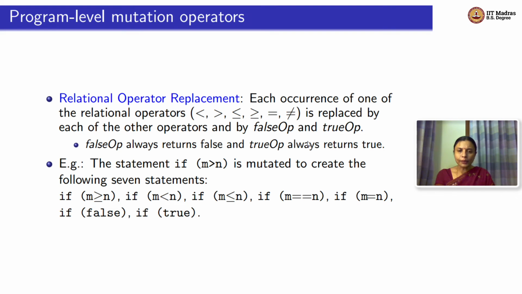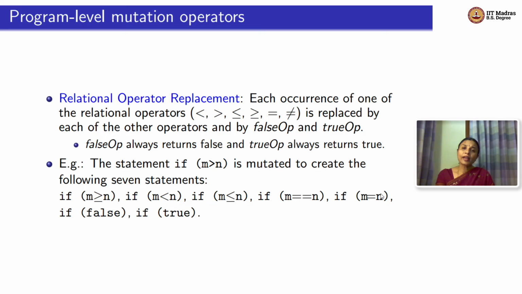Again, for example, if there is a statement of the form if m greater than n, this involves a relational operator greater than. I can mutate this to create several different mutants by taking the greater than and replacing it with greater than or equal to, less than, less than or equal to, not equal to, or just retain true or retain false. Any of them I can do. Sorry, there's a typo here. This one should be not equal to, if m not equal to n, the last one here.